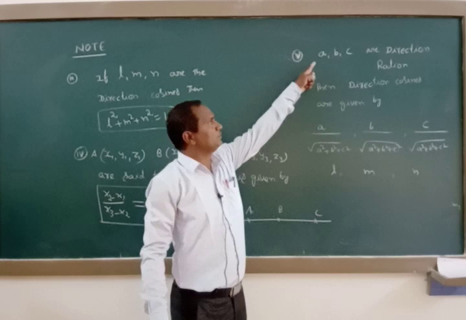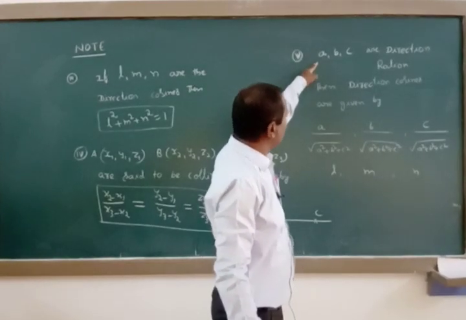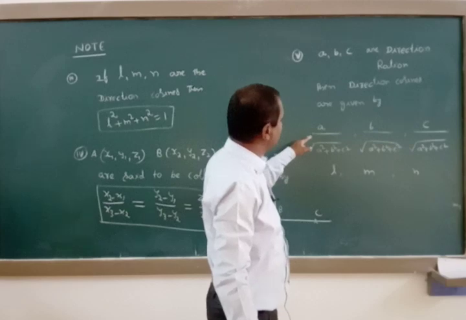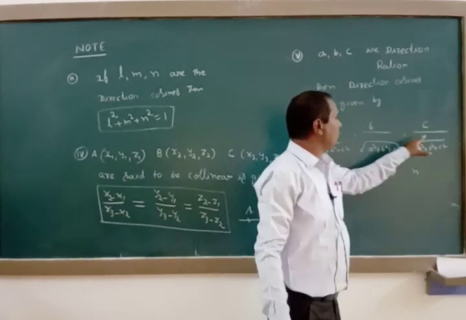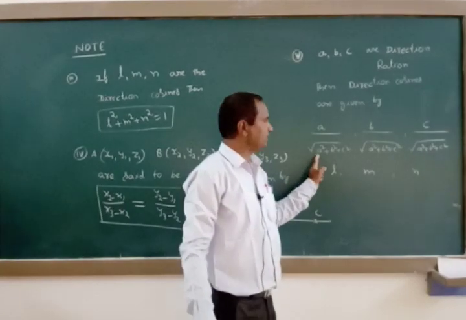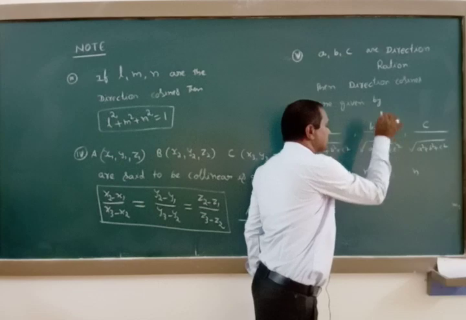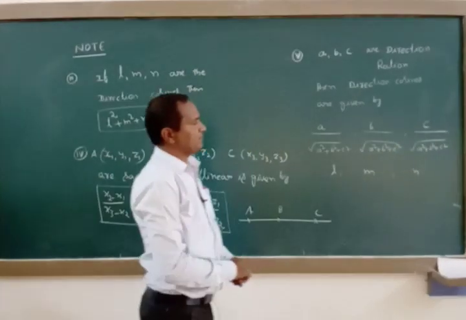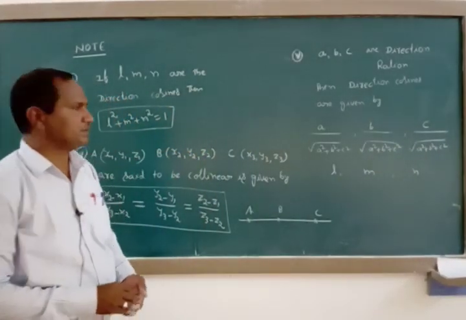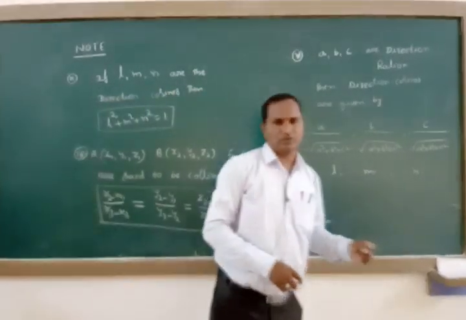When they give only the 3 direction ratio values, with the help of these 3 we are going to find the direction cosines with this formula, that is a by square root of a square plus b square plus c square, b by square root of a square plus b square plus c square, c by square root of a square plus b square plus c square. Like that we are finding direction cosines.